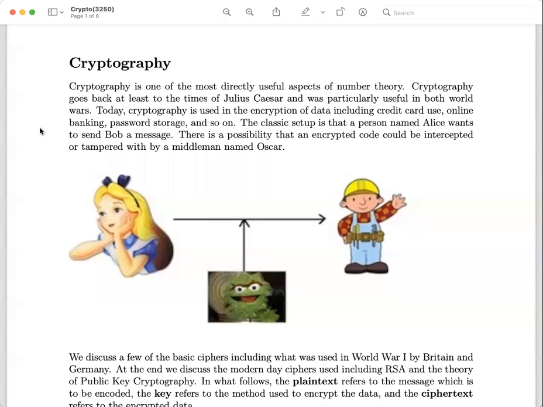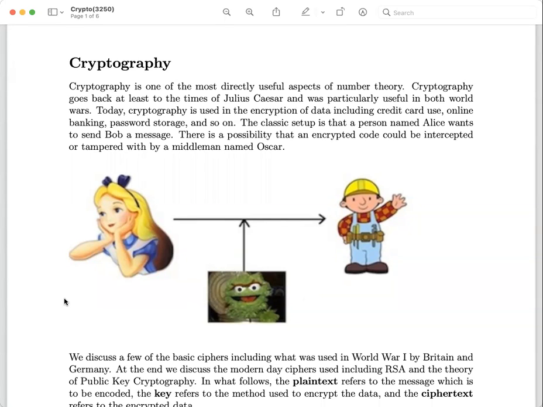In this video, we're going to talk about cryptography. The basic setup is that you have two people, say Alice and Bob, and Alice wants to send a message to Bob. So we're going to send a message from A to B, and there's a possibility of an evil adversary intercepting the messages in the middle, so generally called Eve or Oscar.